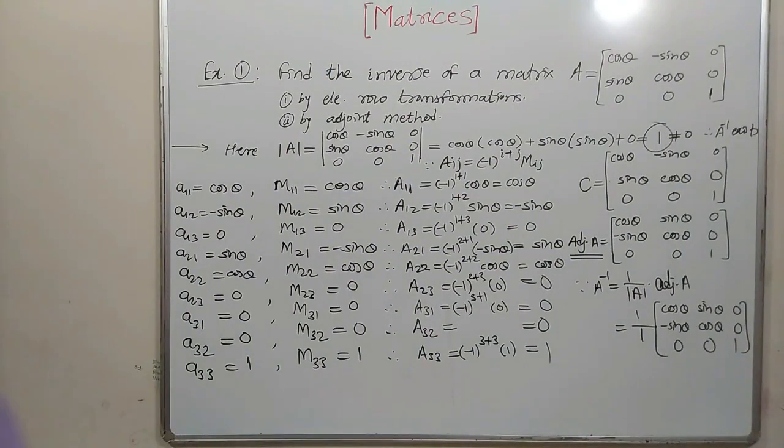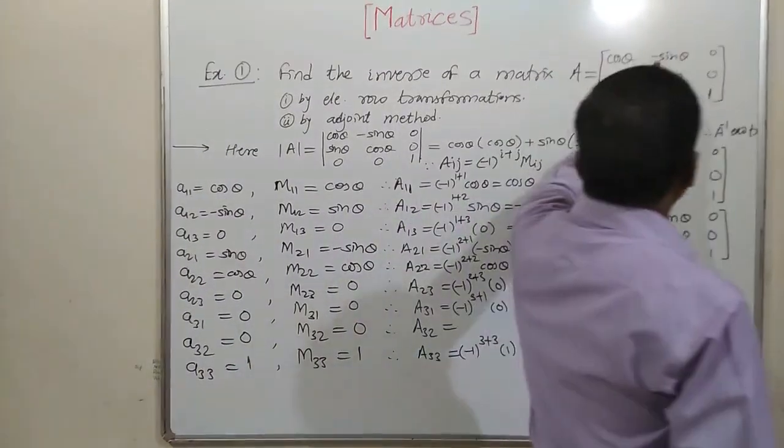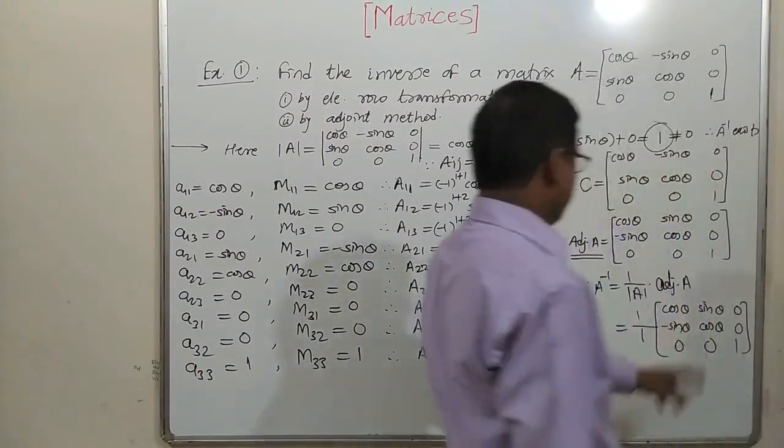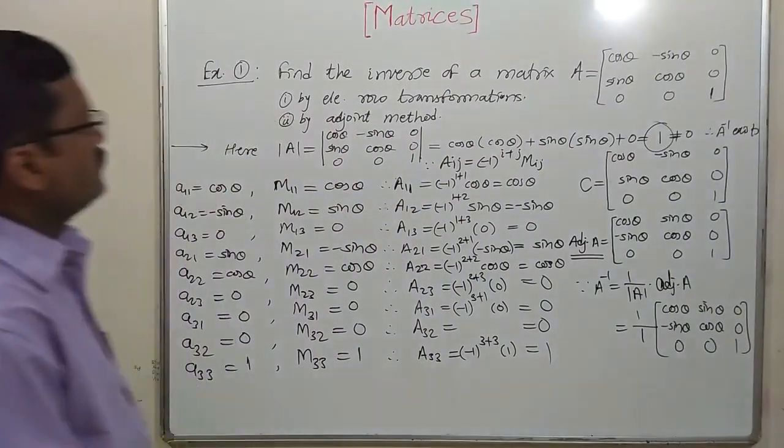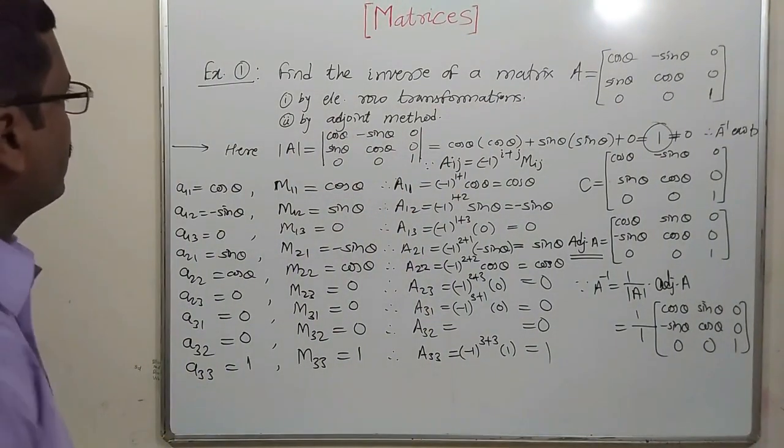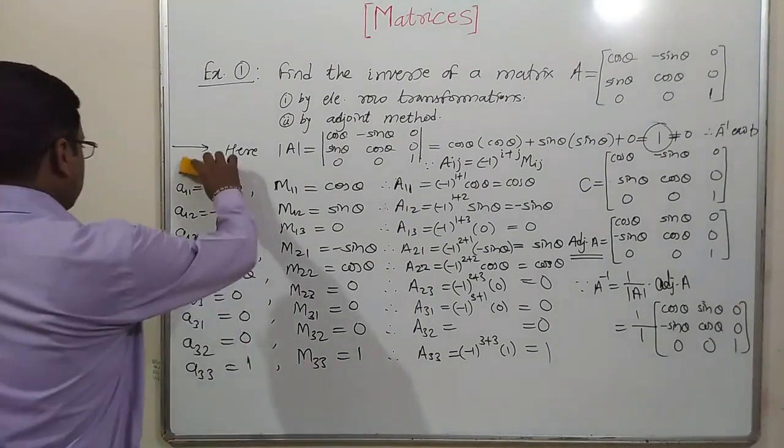So once again, in inverse, only this negative sign comes to this sin theta. So that is the answer. Let us move towards example number 2.